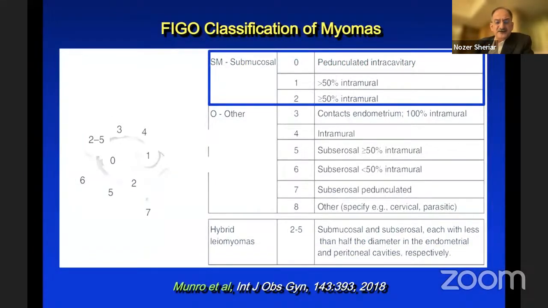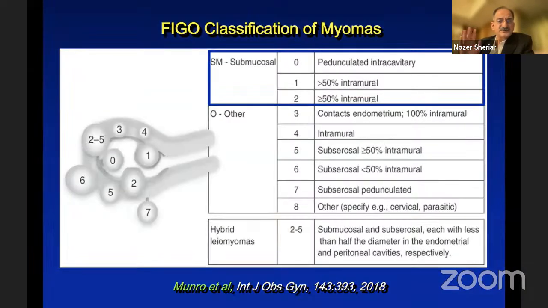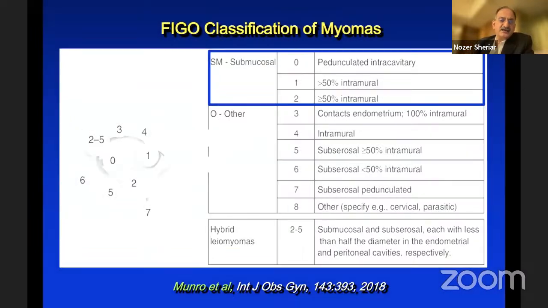Today, we have a very clear classification of myomas. They both overlap, the FIGO and the ESHRE, because the FIGO SM0, 1 and 2 are very much like the ESHRE type 0, 1 and 2. The 0 is pedunculated intracavitary. The 1 is less than 50% intramural, and 2 is greater than 50% intramural. And the one other myoma I'm going to highlight here, because it's going to be a part of my presentation, is the O8, because today we're going to talk about a cervical fibroid.